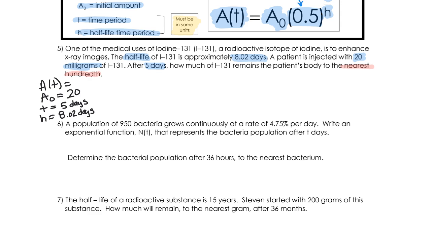Okay, so we're going to go ahead, guys, and plug it in. So we can either leave this as A of t, or we can call it A of 5, since our t is 5. It won't affect your answer, so it does not matter to me. Okay, your initial amount is 20. In parentheses will be 0.5. And then raised to the t, which is 5, divided by our h, which is 8.02.